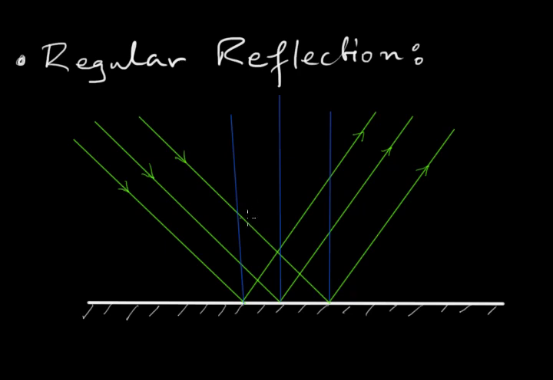In our real life, the reflection seen in a mirror is regular reflection. In this kind of reflection, the image is seen very clearly and the image is identical to the object we are watching.